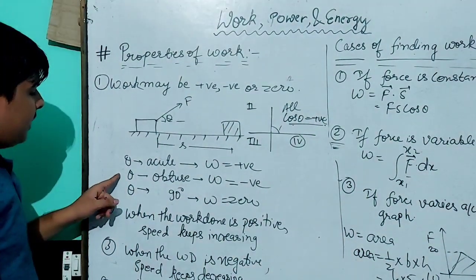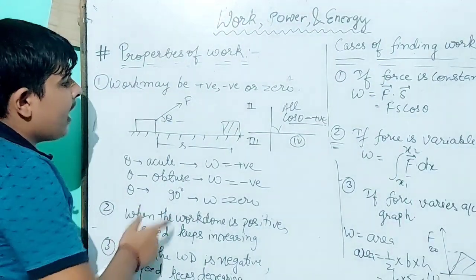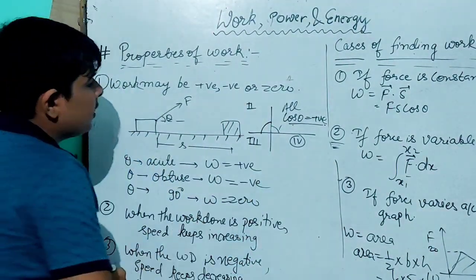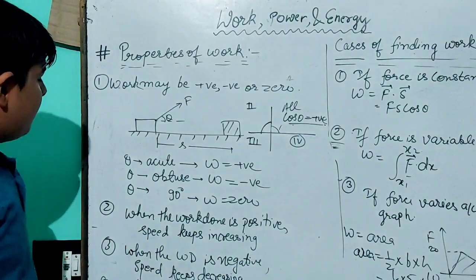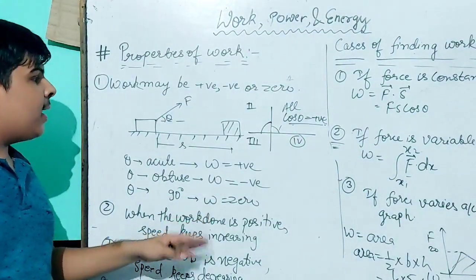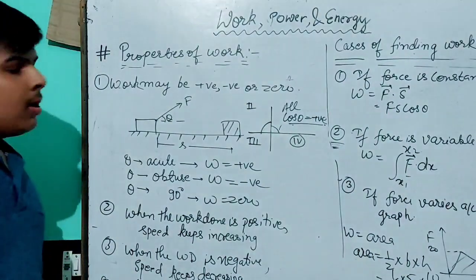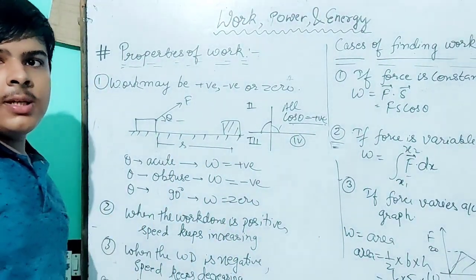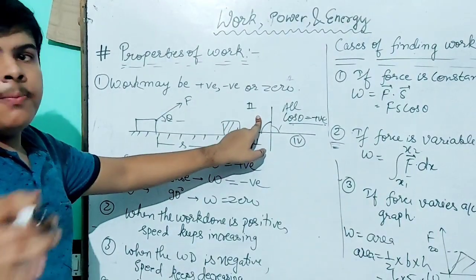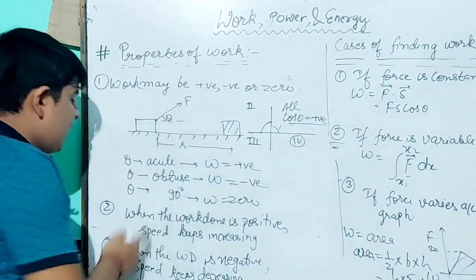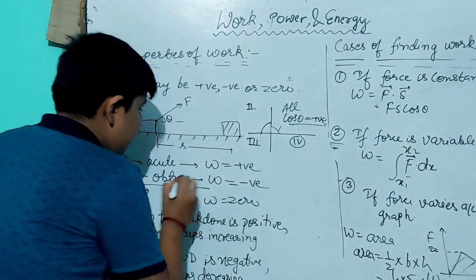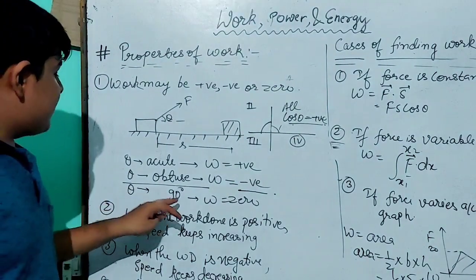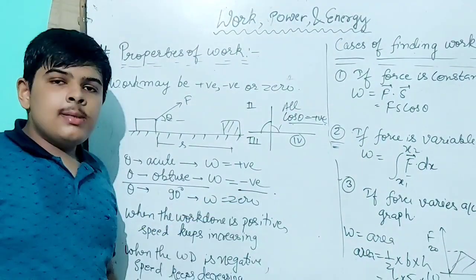The second case is when theta is obtuse, meaning theta lies between 90 degree and 180 degree, in the second quadrant. You are well aware that cos theta in the second quadrant is negative, as only sine theta and cosec theta are positive in the second quadrant. Therefore if theta is an obtuse angle, work done is said to be negative. And if theta is 90 degree, then work done is 0.